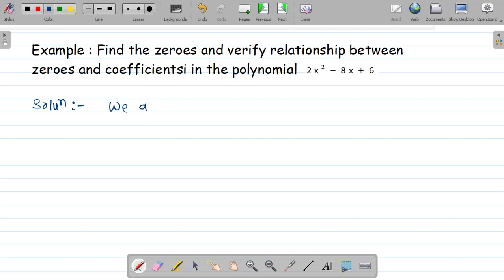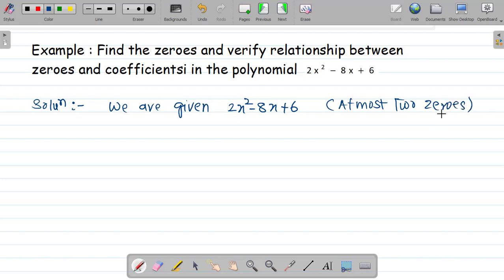What is given? We are given the quadratic polynomial 2x square minus 8x plus 6. So this is the quadratic polynomial, and how many zeros does this quadratic polynomial have? It has at most 2 zeros. At most 2 zeros are there because it is a quadratic polynomial.